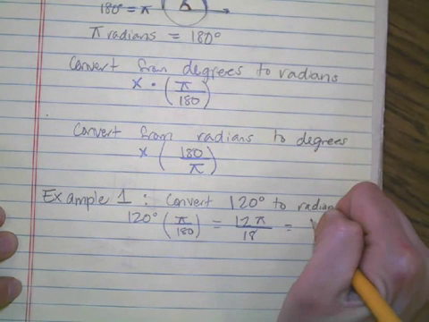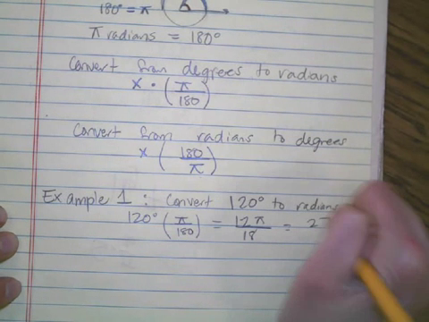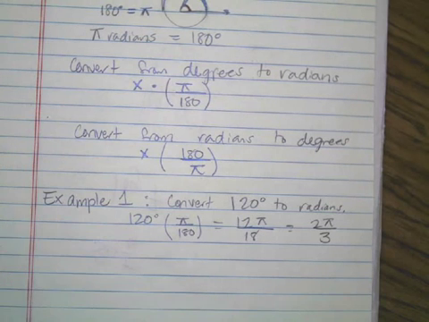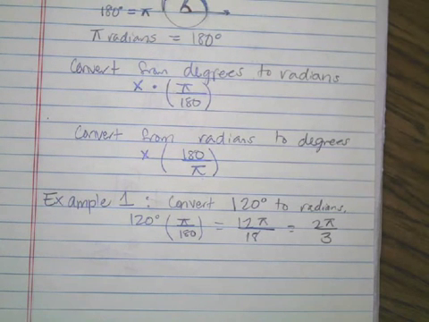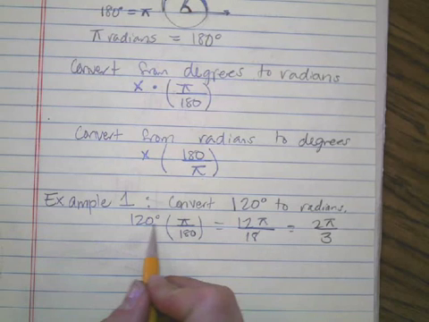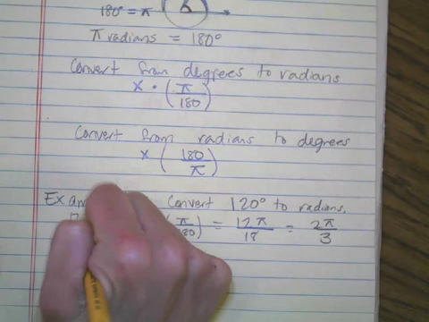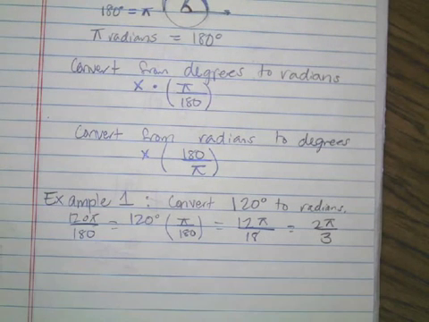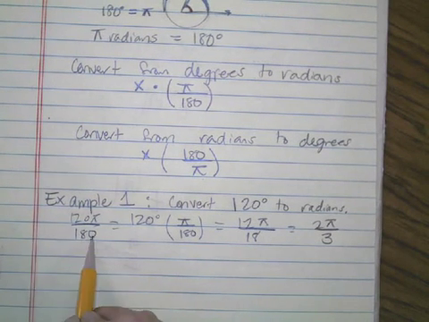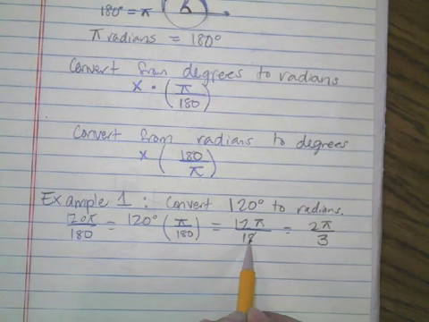Reduce it again into 2 pi over 3. That's the final answer. But how come you didn't multiply the 120? Because 120 times pi would be the same as saying 120 pi over 180. Then I divided both by 10 to get rid of the zeros, so 12 pi over 18.